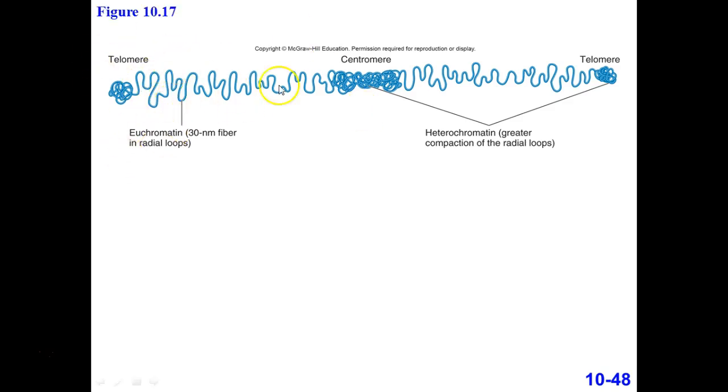So this is our euchromatin, where the genes actually are transcriptionally active. It'll be compressed to the 30 nanometer fiber in radial loops, but it won't be even more compressed. Whereas the heterochromatin is where we're not transcriptionally active, which makes sense that our centromere and our telomeres would not be transcriptionally active.